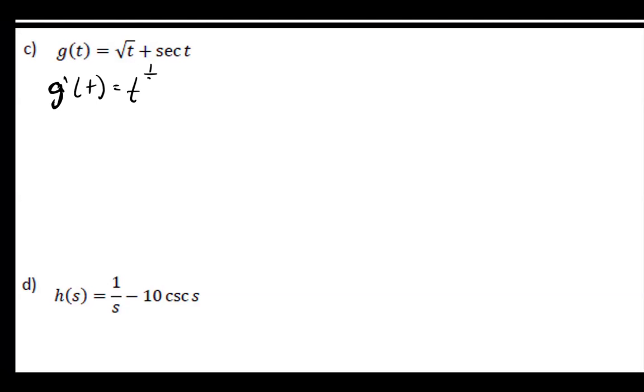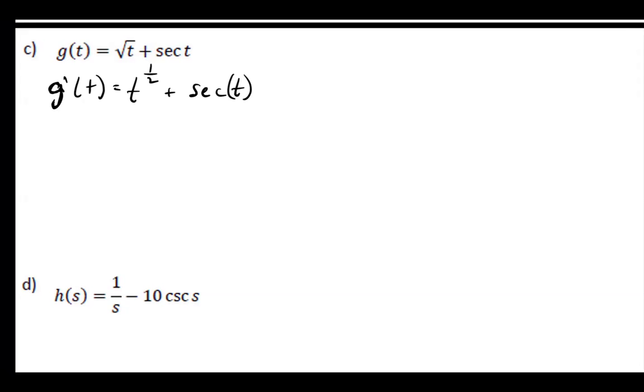T to the 1/2 plus secant of t. Sometimes you put it in parentheses. Sometimes they don't really put them in parentheses a lot, but I like to put them in parentheses just to show, hey, that's not a t like a regular t. That's an angle t. So I can't use that. I can't factor that guy out. Well, now it's just one function plus another function. That's just the sum and difference rule.